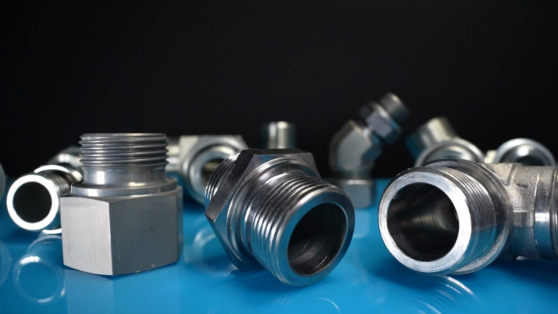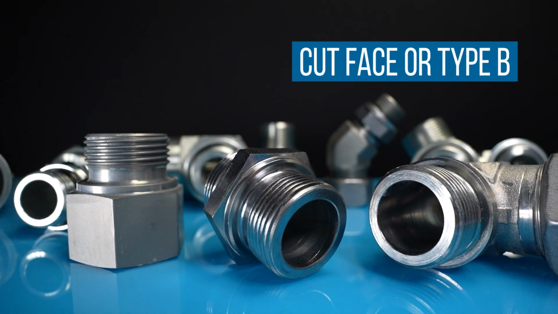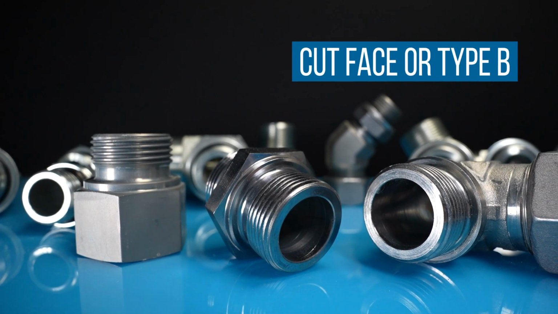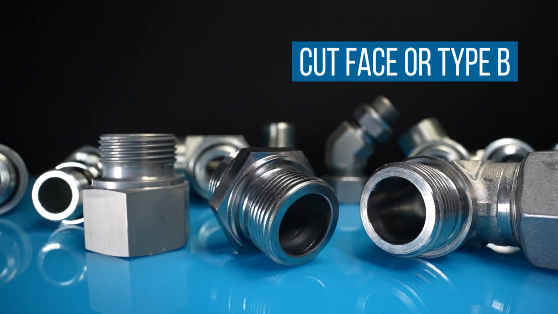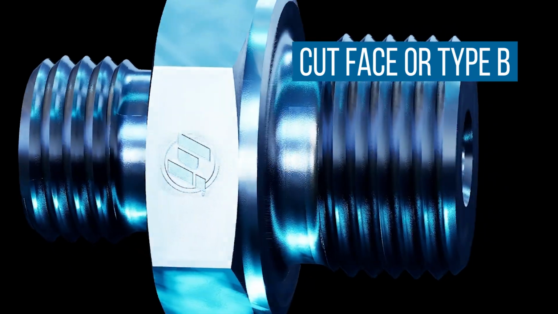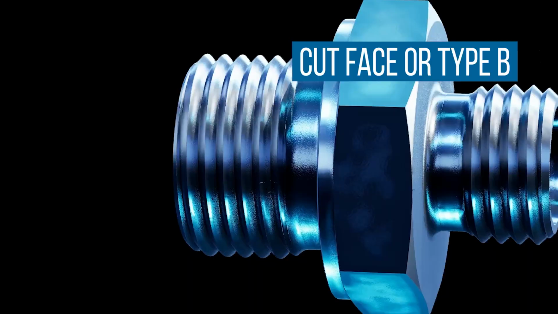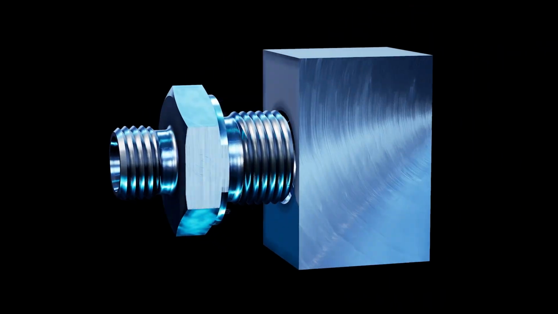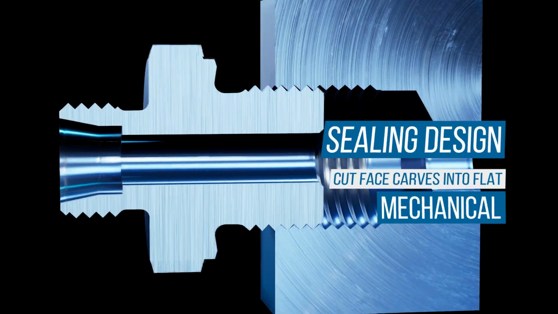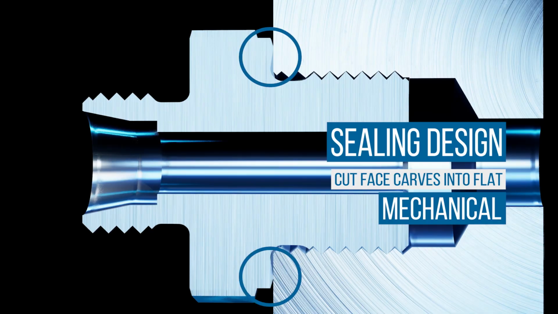A cut face, or Type B, is a rarer type of metal-to-metal sealing design. This design incorporates a sharp edge, also referred to as a cutting face, at the base of the male threaded connection. The cutting face carves into the flat, also referred to as a spot face, on the opposing side of the connection as the threads are tightened.